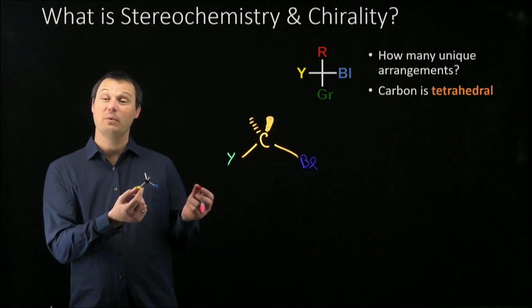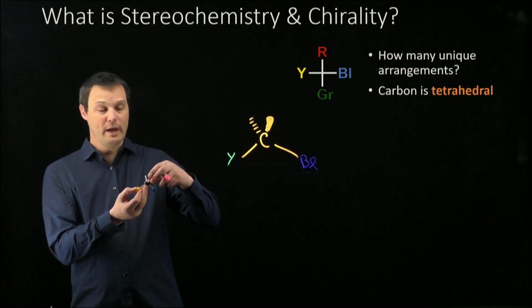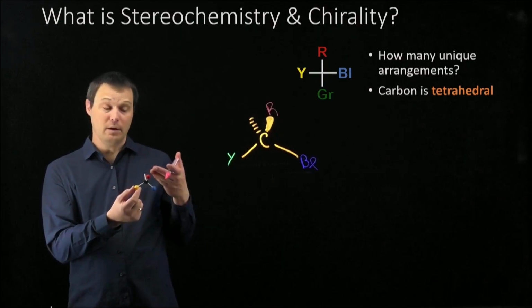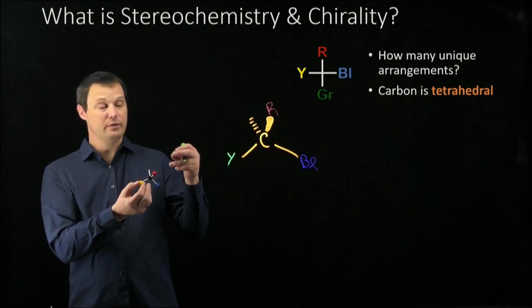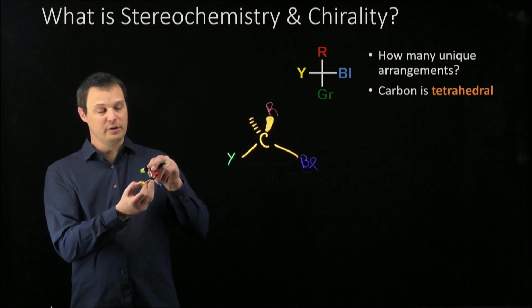Now something changes. When we place the third group, either on the wedge bond or the dash bond, we've made a real unique choice. Choosing the position of the third group forces the position of the fourth group.